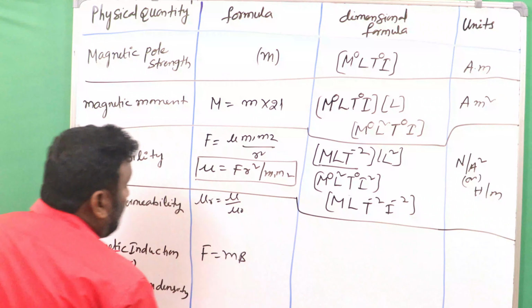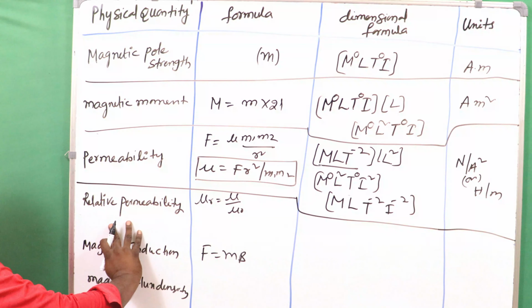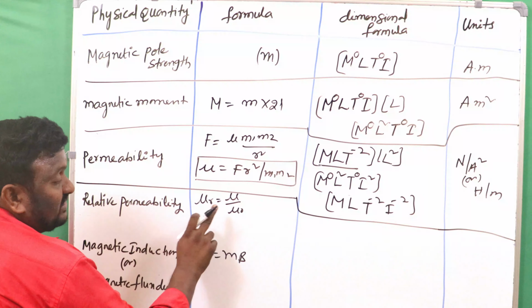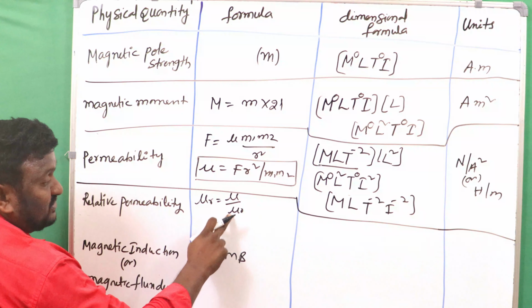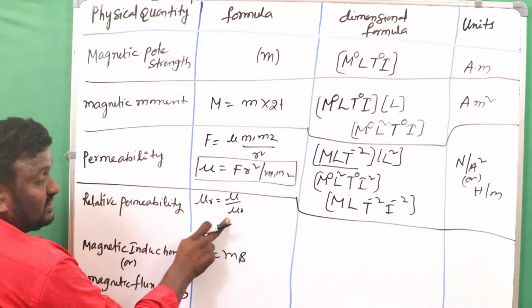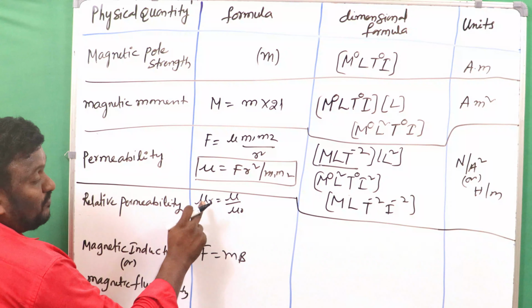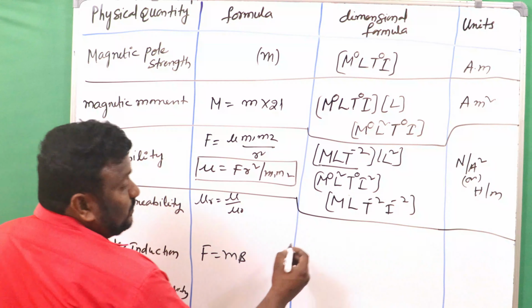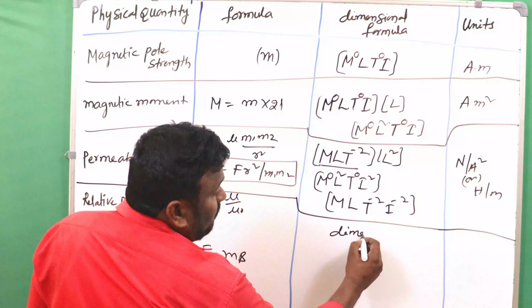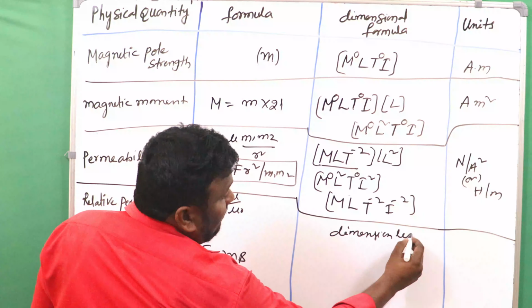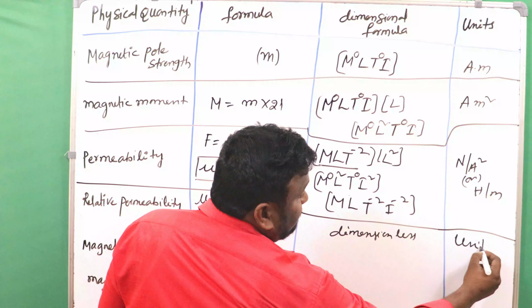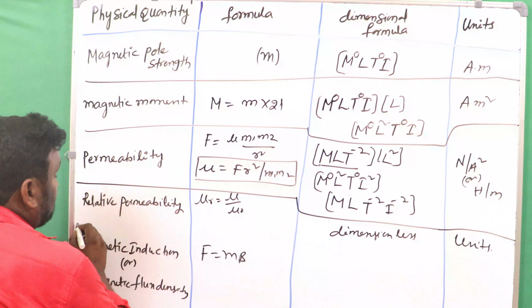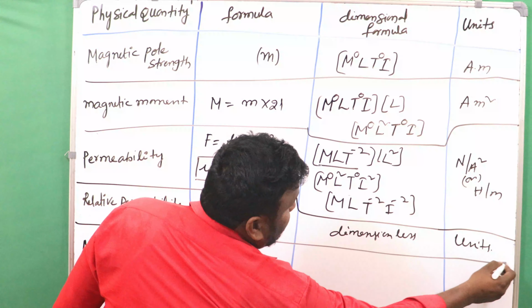Clear, children? And the next thing is relative permeability. Relative permeability means the ratio of the permeability in the medium to the permeability in free space. That's why these two are the same, and there is no dimension formula for relative permeability. So it is dimensionless, and there are no units for this one also. Clear? This is about relative permeability.